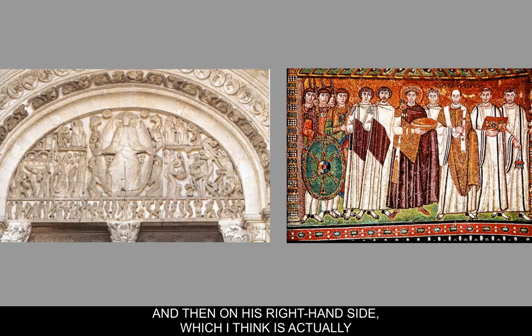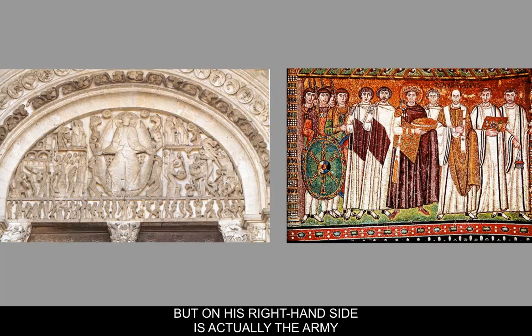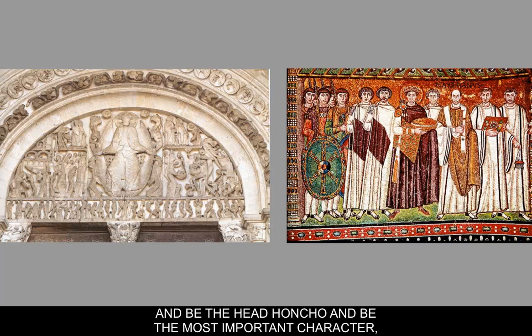And then on his right-hand side, which I think is very interesting, is more or less his military leaders. He is flanked by the people in his church to the left and the right, but on his right-hand side is the army. And we can see the Chi-Rho on their shield on the far left-hand side. So what I'm suggesting to you is that the evolution of the composition and the way naturalism occurs is in direct relationship to what kind of message is being communicated. And Constantine and Justinian wanted to be in the center of their images and be the head honcho and be the most important character. And we see that that translates into the Last Judgment as well.